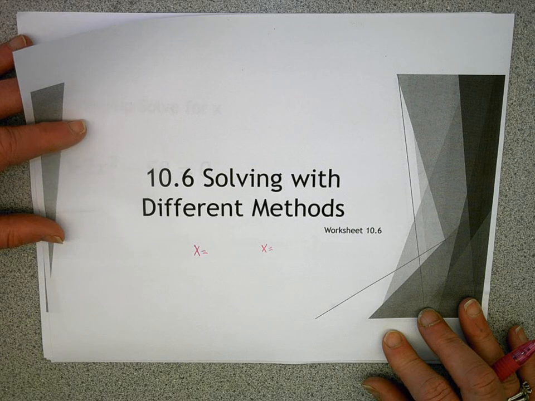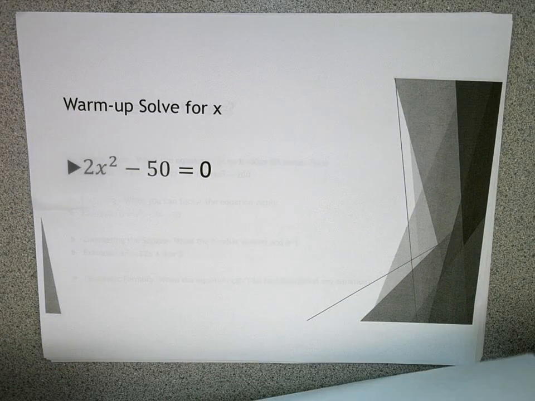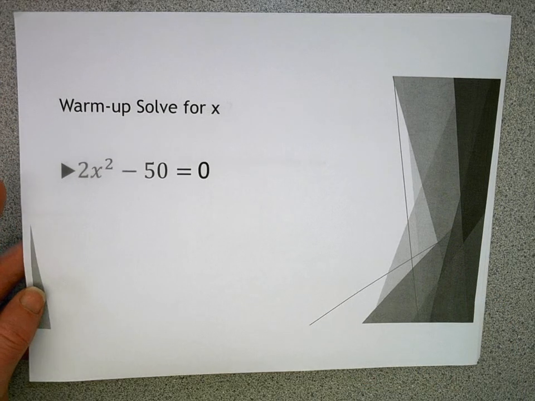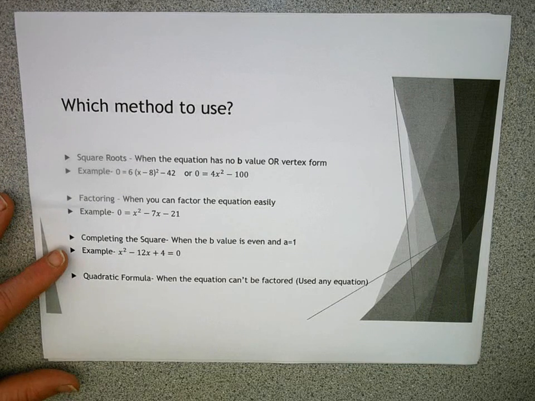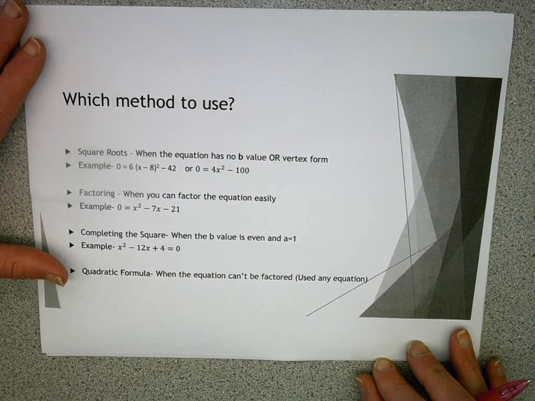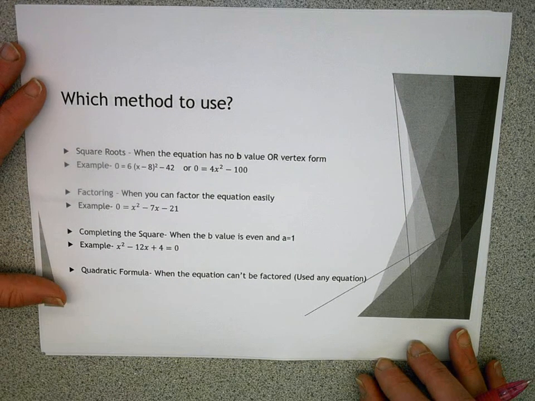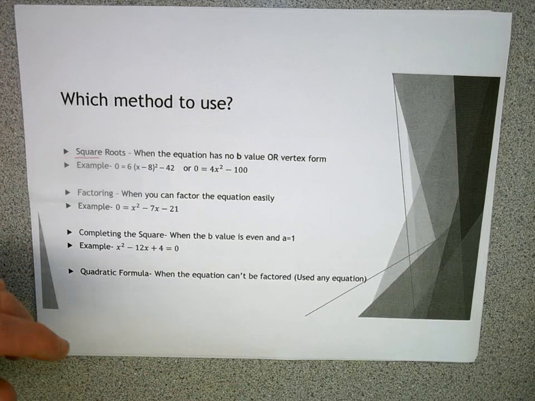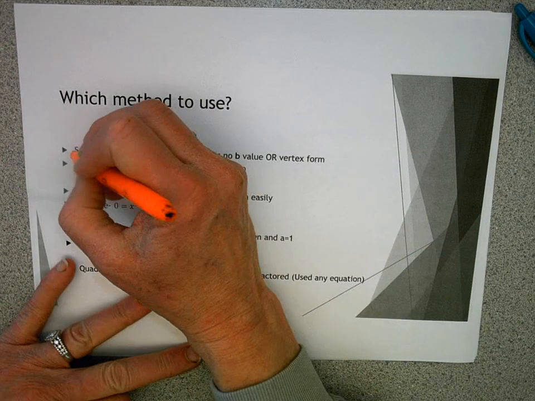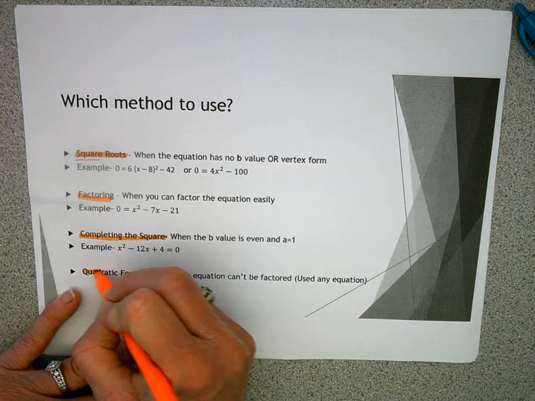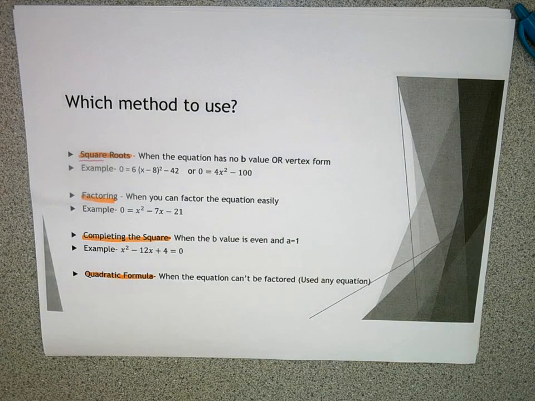Okay, so get out 10.6 notes, and we're going to skip the warm-up. So get out your yellow notes. We're going to talk about this, and you may need to fill in some blanks on your notes. I'll just highlight them. There are 4 different methods we have done. So I'm highlighting your 4 different methods that are written on your notes.